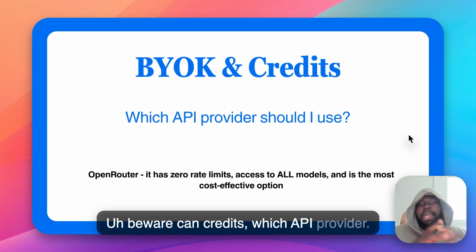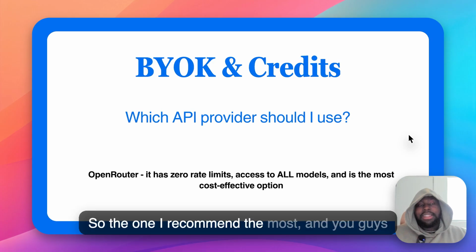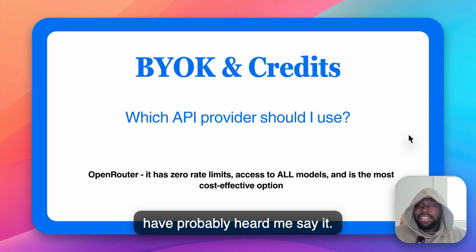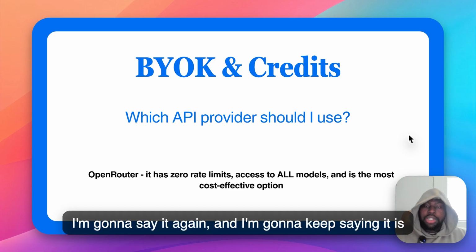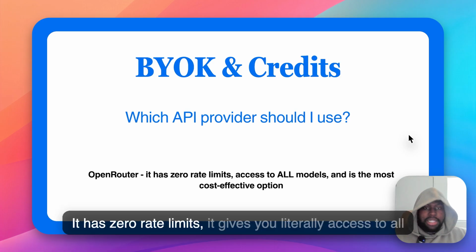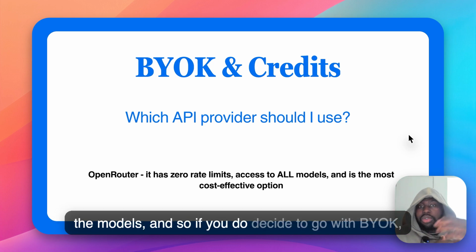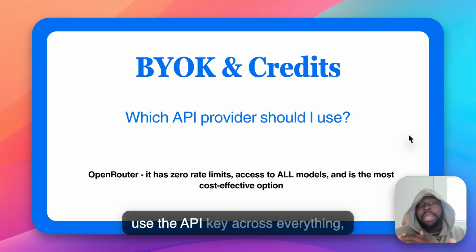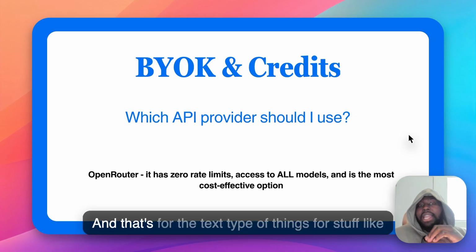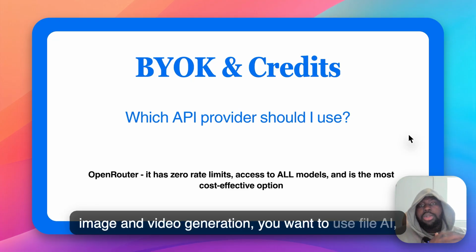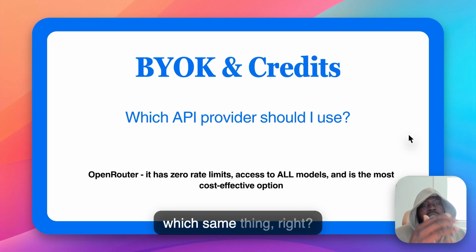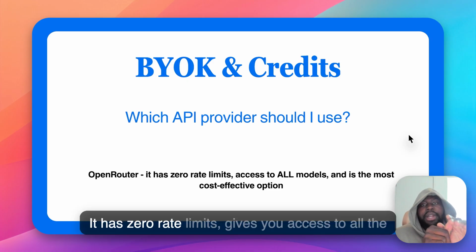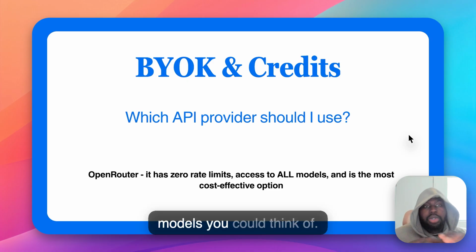BYOK credits, which API provider? The one I recommend the most, and you guys have probably heard me say it, and I'm going to keep saying it, is OpenRouter. It has 0 rate limits. It gives you access to all the models. So if you do decide to go with BYOK, you only have to remember one API key, and you can use it across everything. And that's for the text type of things. For image and video generation, you want to use Fal AI, which is the same thing. It has 0 rate limits and gives you access to all the models you could think of.